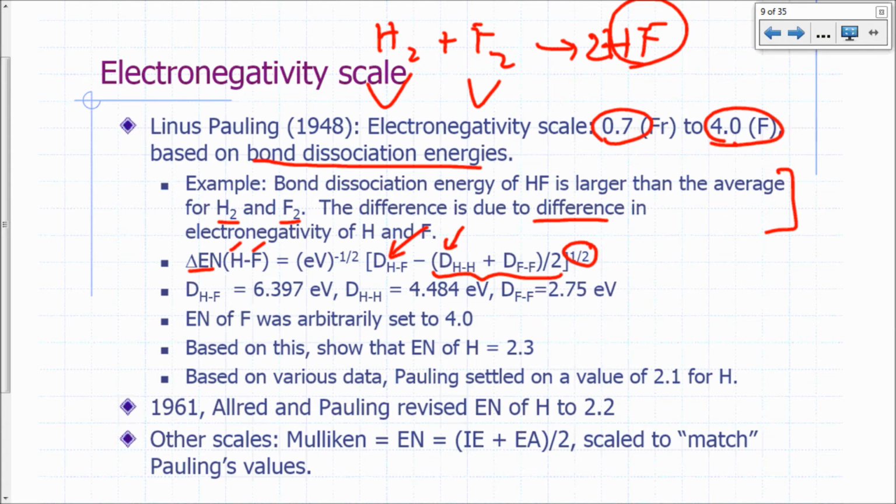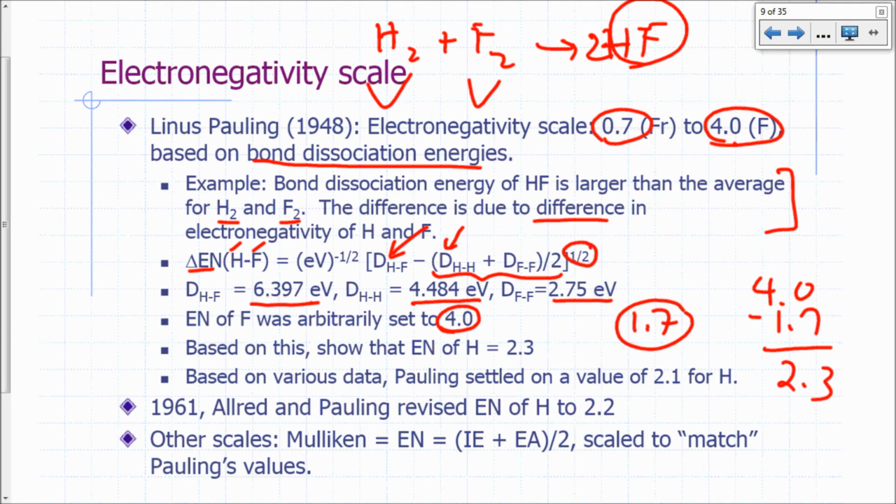Okay, so the experimental values for the bond dissociation energy of HF, H2, and F2 are 6.397 electron volts, 4.484 electron volts for H2, and 2.75 electron volts for F2. Okay, so if you plug in these numbers into this expression, you'll find that the difference is going to be 1.7 between hydrogen and fluorine. Now, if you were to set the electronegativity of fluorine to 4.0, then 4.0 minus 1.7 would give hydrogen an electronegativity of 2.3.